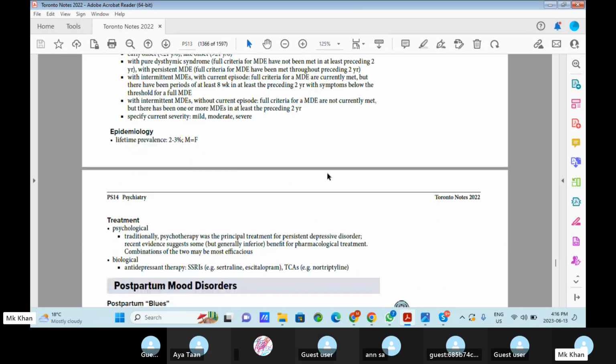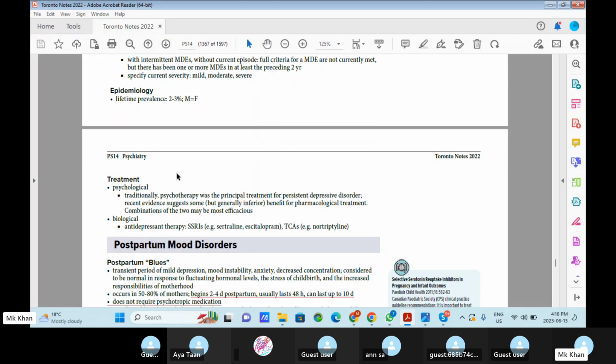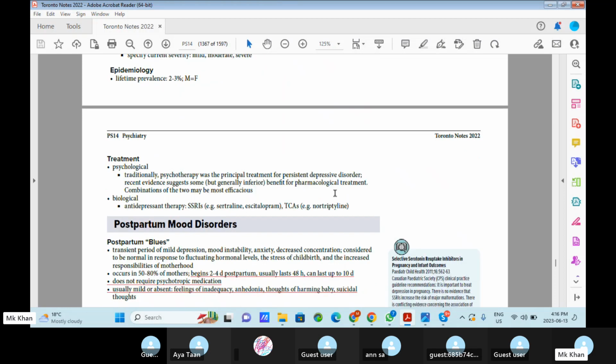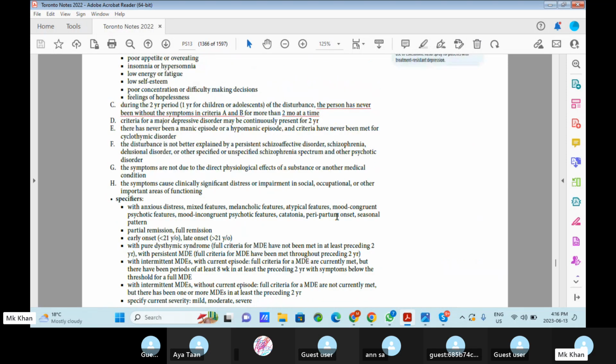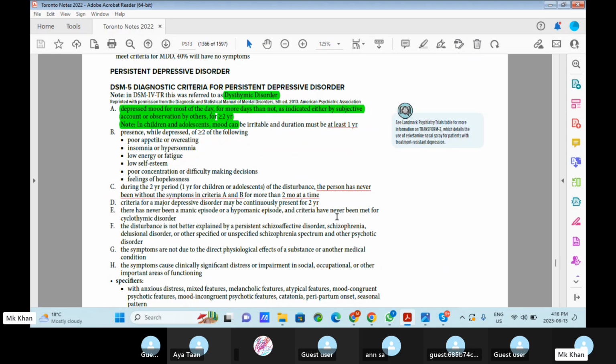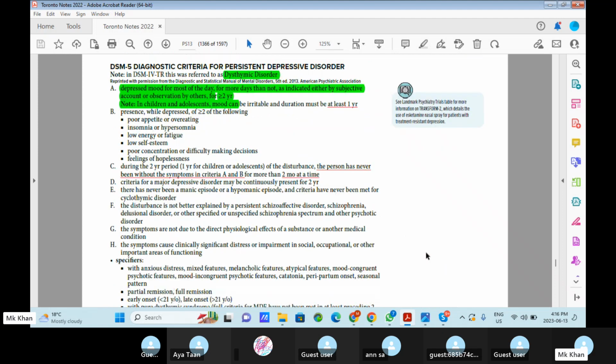And then lifetime prevalence, male and female equal. And treatment is psychological and then biological. So the first one is psychotherapy, and the second one is antidepressants, SSRIs, sertraline, and TCAs. So basically, all these are present in persistent depressive disorder.